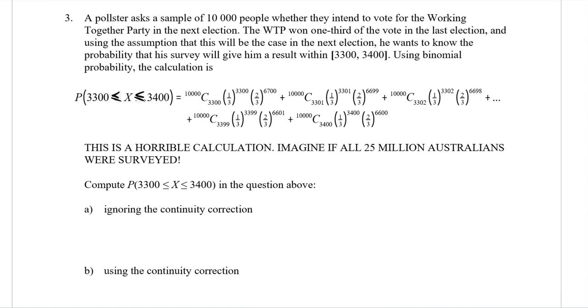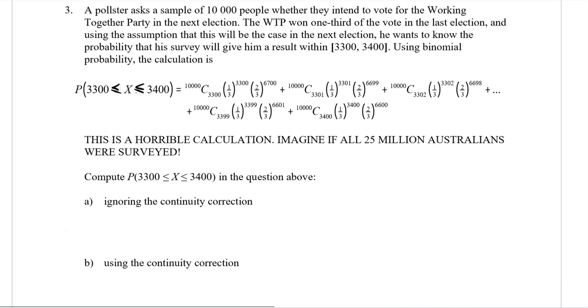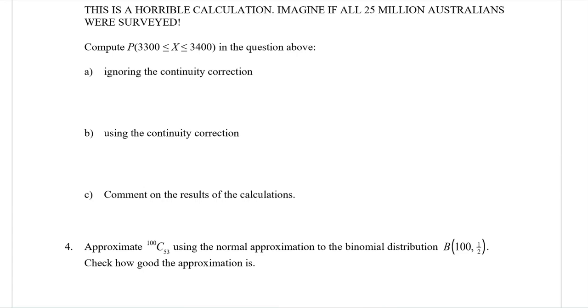Using binomial probability, the calculation would be yuck. This is a horrible calculation. Imagine if all 25 million Australians were surveyed, it would be a huge, horrible calculation, which is exactly why we can't always use binomial, and the normal approximation is simpler. So it says compute the probability between 3,300 and 3,400 in the question above. First of all, we're going to ignore the continuity correction.